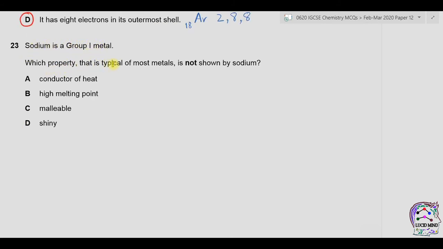Which property that is typical of most metals is not shown by sodium? A. Conductor of heat. Sodium is a metal, so therefore it is a conductor of heat. B. Sodium has high melting point. This is incorrect because the force of attraction in sodium atoms is not as strong as compared to other metals. C. It is malleable. It can be converted into sheets. And D. It is shiny as it is a metal. So high melting point is the only property that is incorrect. So therefore answer is B.